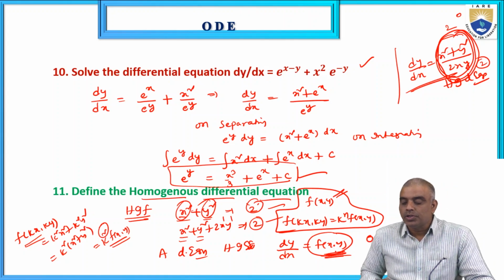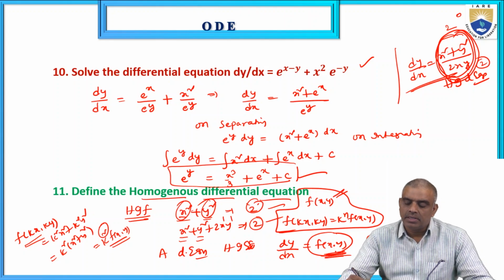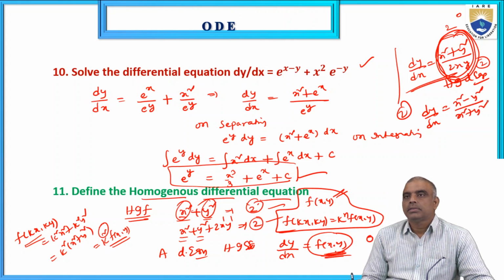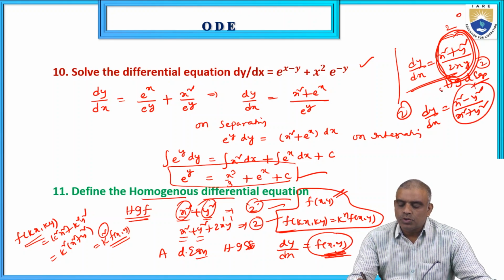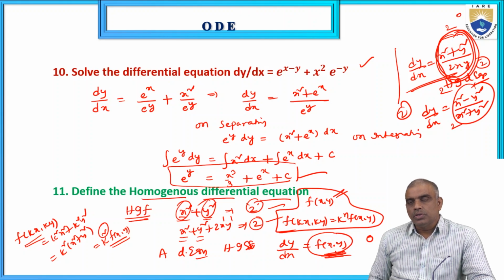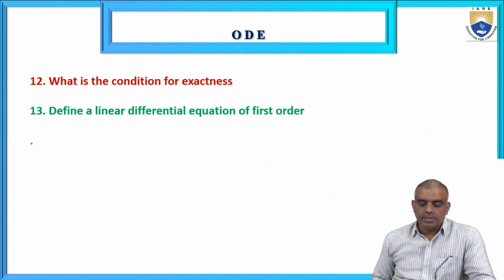So an example was already given, this is a homogeneous differential equation. And I can also write another example, example 2. dy by dx is equal to (x square minus y square) by (x square plus y square). Because it is a homogeneous function, degree 2 over degree 2, remainder 0, a homogeneous function of degree 0. So it is a homogeneous differential equation.